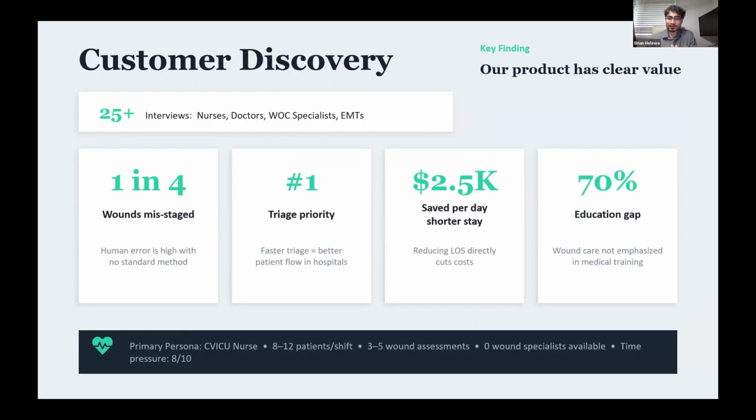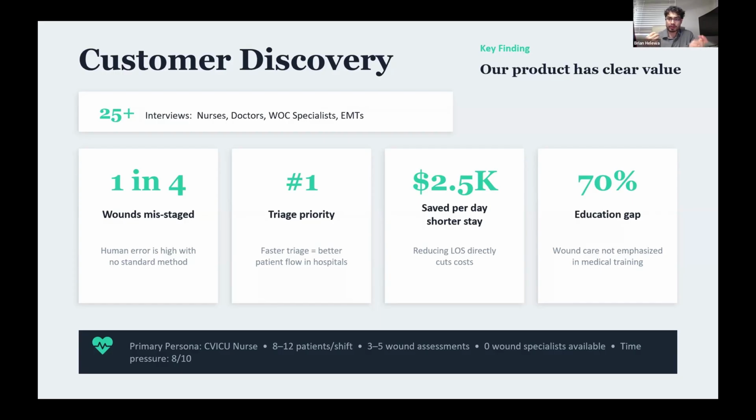So we've done over 25 interviews with nurses, doctors, wound specialists, and EMTs. And the headline finding is that this product has a clear, immediate use in both hospital and at-home settings. Some of what we heard was that 1 in 4 wounds get misstaged because there's no standard way of measuring them. Faster wound triage came up as the number 1 priority for improving ER flow, and cutting length of stay by even a single day saves $25,000. And 70% of nurses told us that wound care was barely covered in their training.